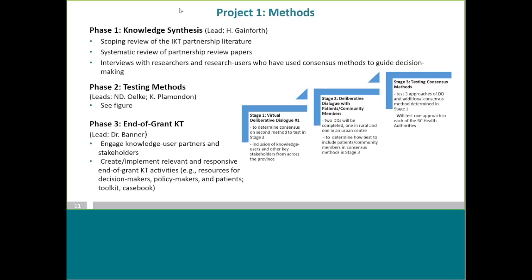Finally, in phase 3, led by Dr. Banner, we will engage knowledge users and partners and stakeholders to create and implement relevant and responsive end-of-grant KT activities. KT will be addressed throughout the project, but the actual development of resources, et cetera, will be done in phase 3. And so we're looking at things such as specific resources for decision makers, policy makers, patients, a toolkit, perhaps, and a casebook of narrative stories. Thank you.